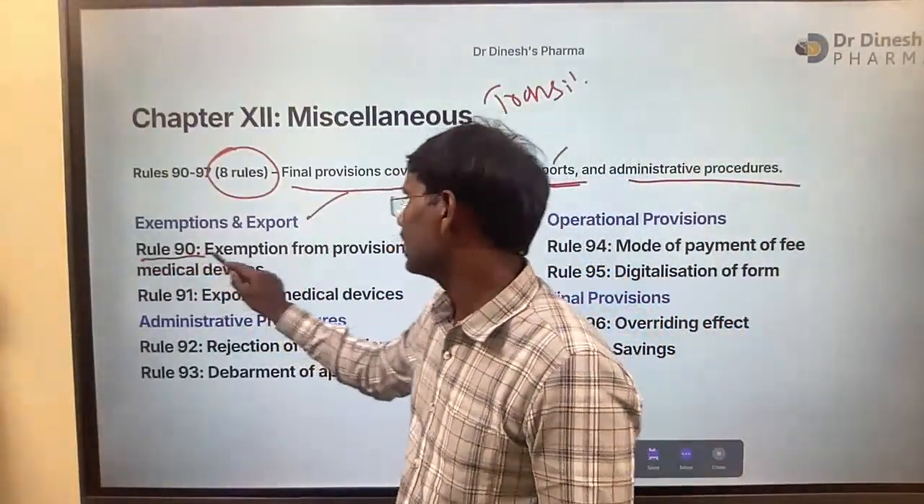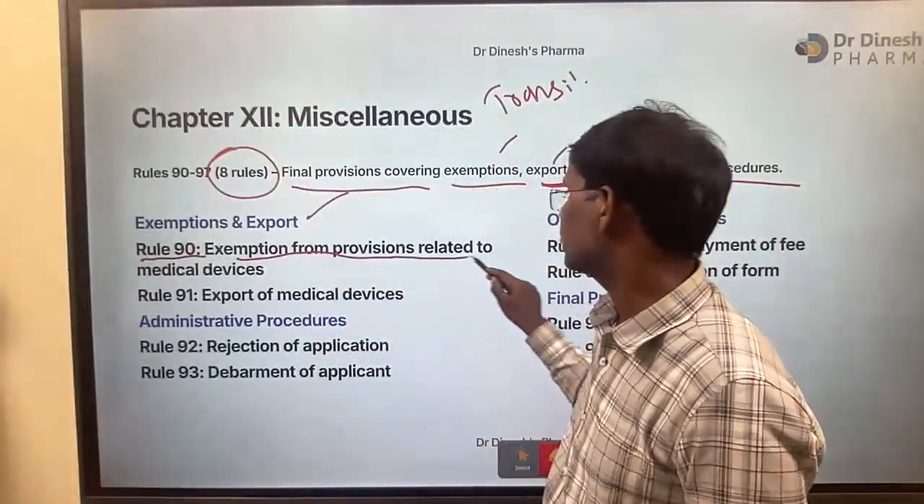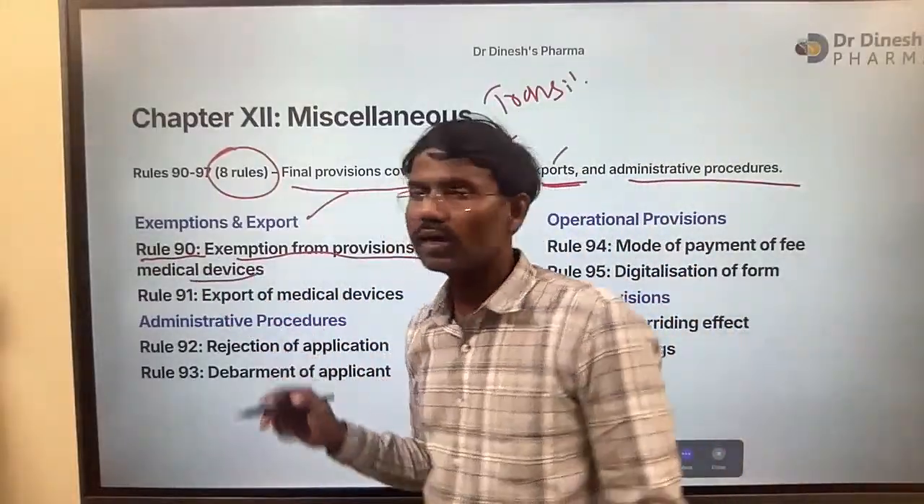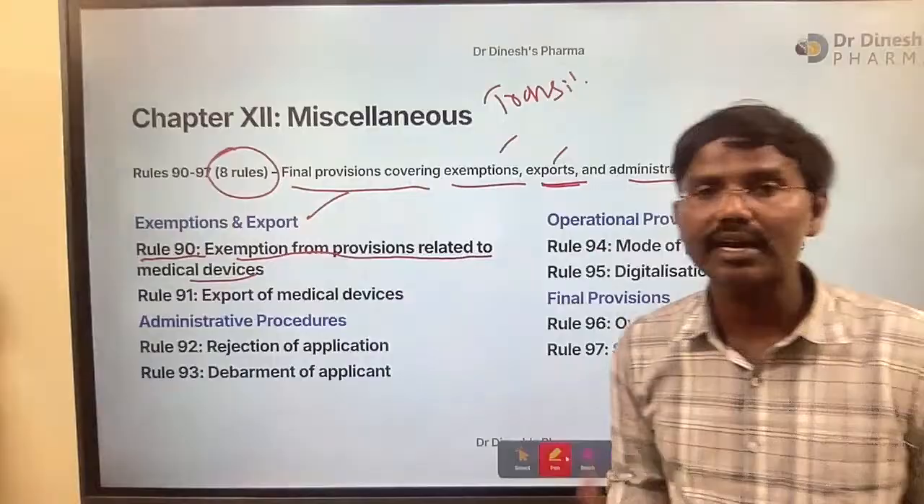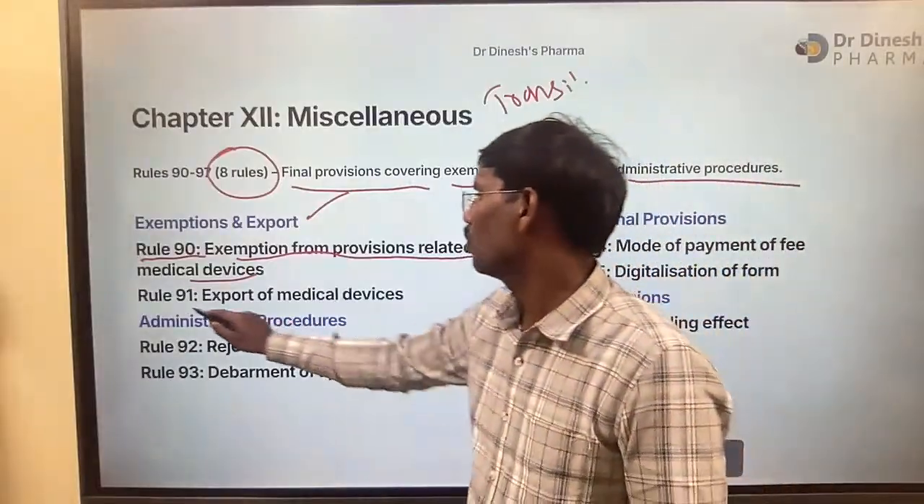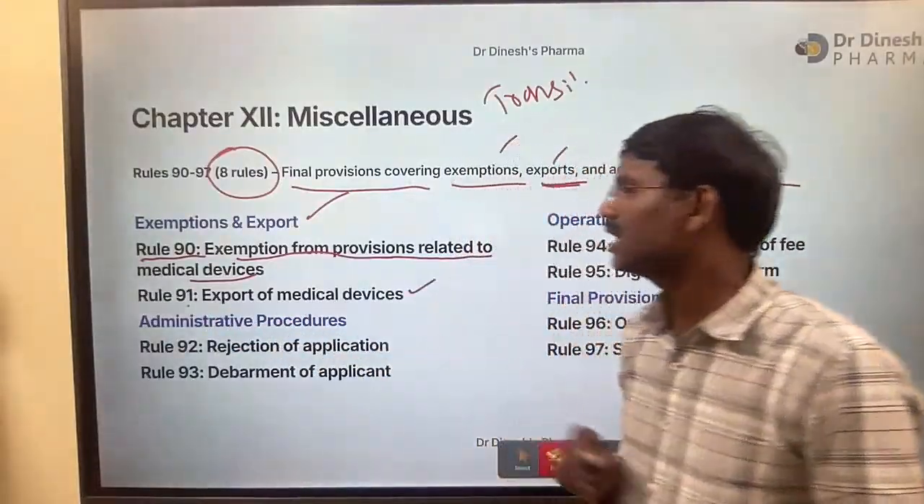Rule number 90: exemption from provisions related to the medical device. What are the exemptions? Exempted medical devices. And then rule number 91, export of medical device.